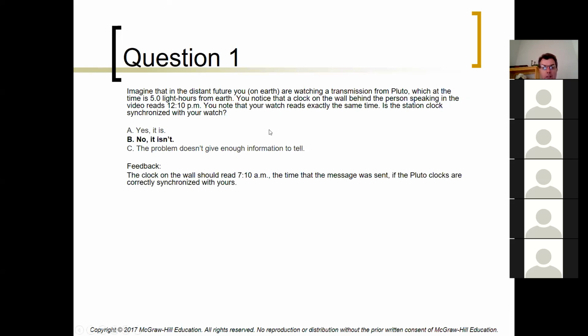They are not synchronized. The reason why they are not synchronized is because if they were synchronized, well, then right now, yes, on Pluto, their clock would also be reading 12:10, but you're not looking at what happened on Pluto right at this moment. You're looking at what happened on Pluto 5 hours ago. So their clock should be reading 7:10 a.m. Any questions?